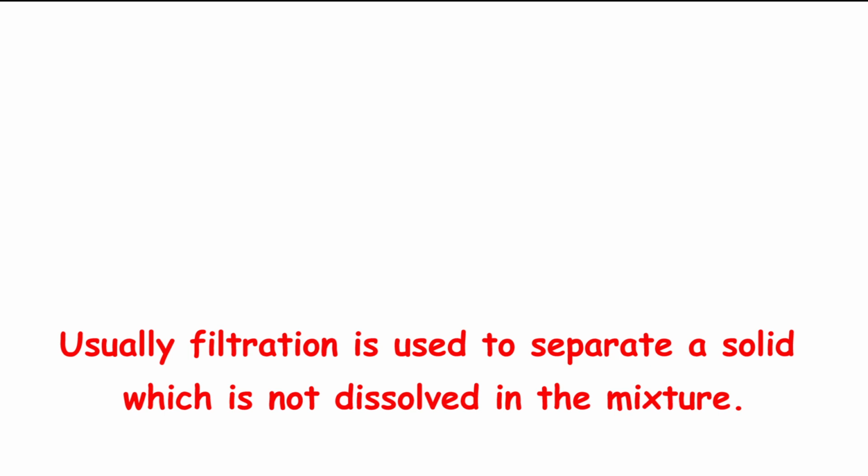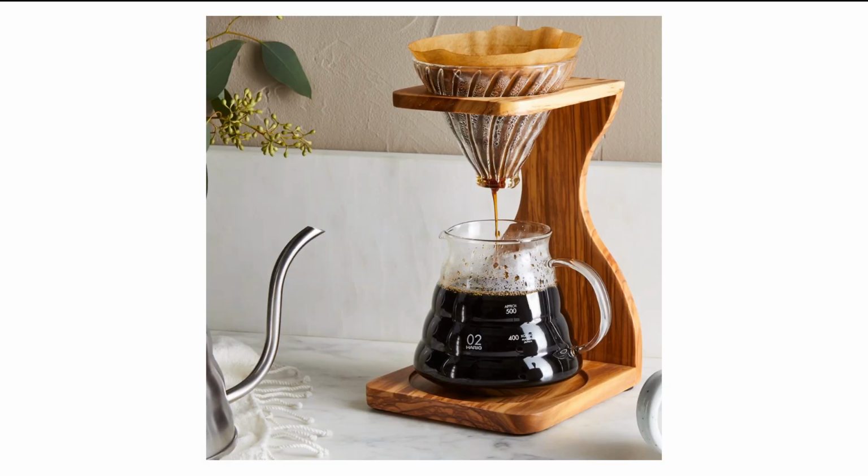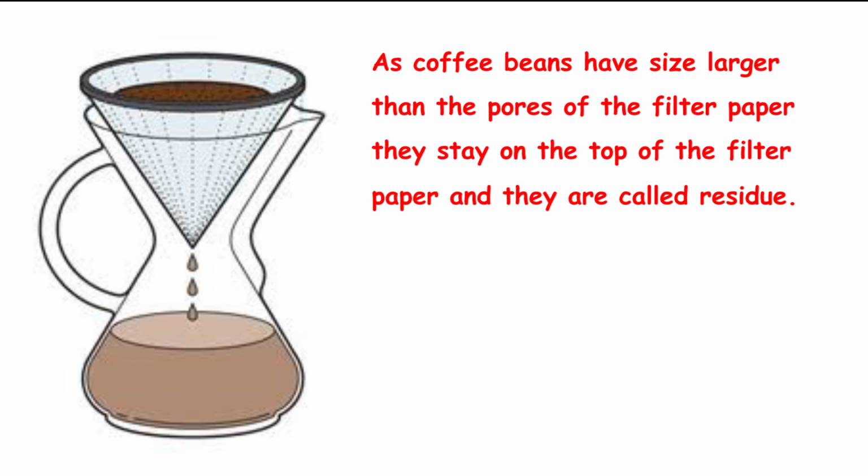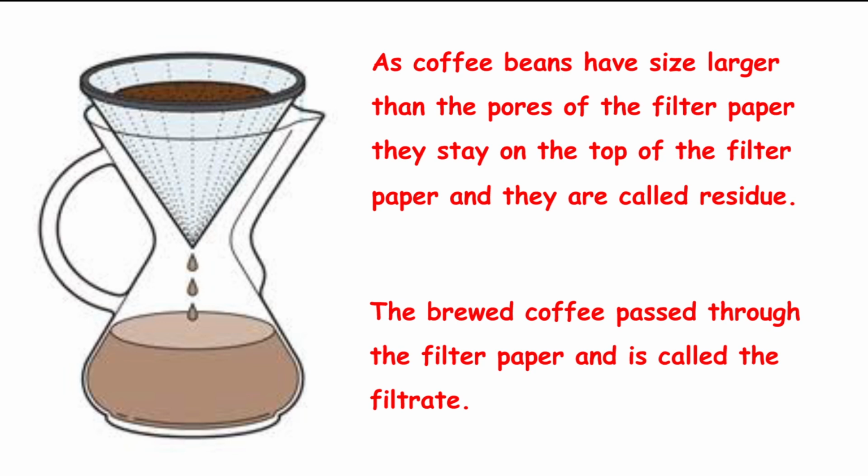Usually we use filtration frequently in our life, mainly to separate a solid which is not dissolved in the mixture. In front of me, a coffee filter, which is used to separate the brewed coffee from the grinded coffee beans. As coffee beans have size larger than the pores of the filter paper, they stay on the top of the filter paper and they are called residue, while the brewed coffee passes through the filter paper and then we can drink our coffee free from the granulations of the grinded coffee bean.